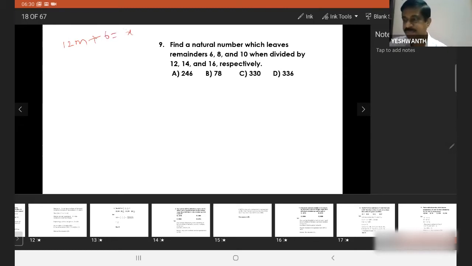Next, similarly, when it is divided by 14, your remainder will be 8. And when you divide it by 16, your remainder will be 10. So this is the case. So now look at this.